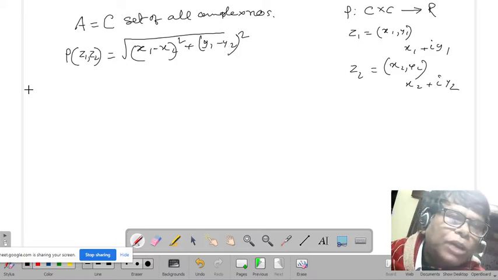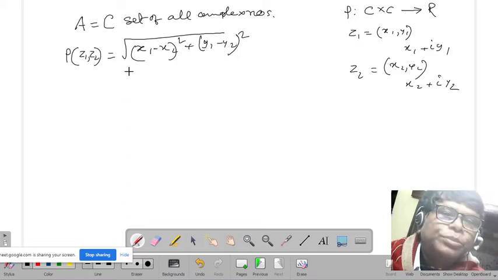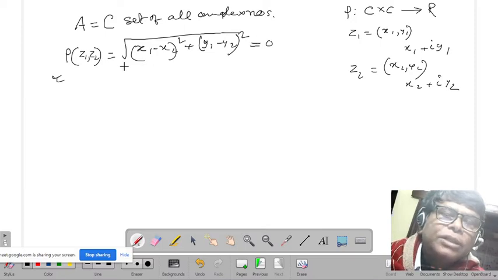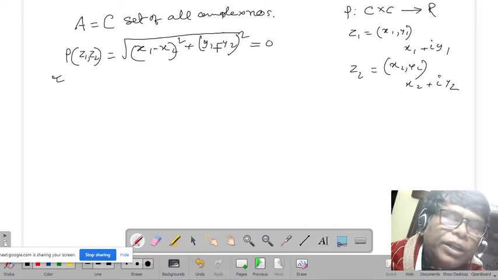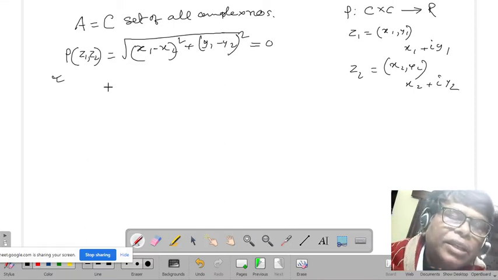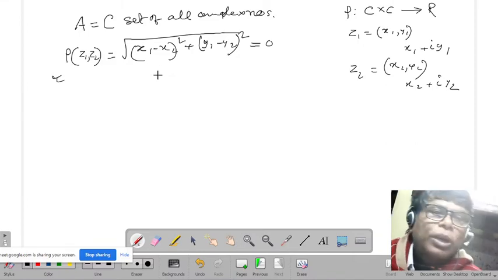And the first 1, 2, 3 are very easy to prove, so I leave it. The first one: if this is equal to 0, then individually these two summands are 0. That means x1 is equal to x2 and y1 is equal to y2, that means these two points coincide. If this is greater than 0, then they are different. And if you just reverse it, z2 z1, nothing will happen here. So the first, second and third can be proved very easily.